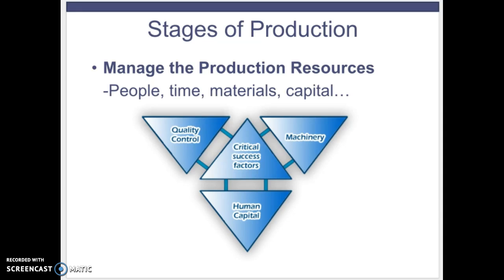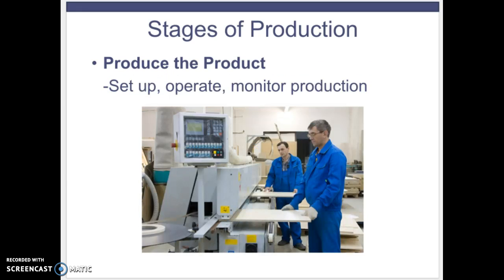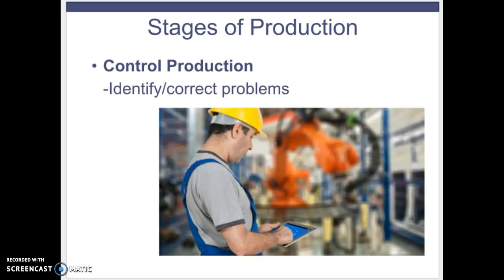for critical success. The next stage of production we'll talk about is producing the product, the setup, the operating, and the monitoring of production. These are the frontline workers that do the bulk of the work of the jobs that you see and think about in manufacturing. We move into controlling production.